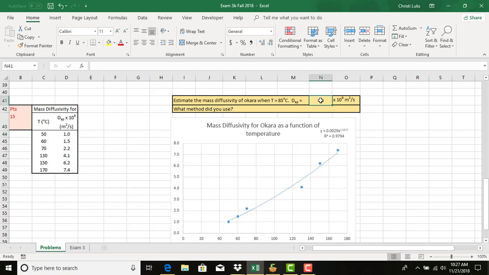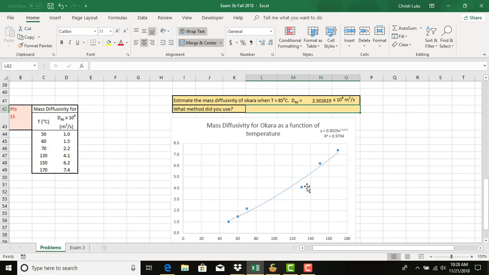If you just use this as is, y equals 0.0029 times 85 to the 1.5717 power. I think I misread that. 217. Okay, you get about 2.5 times 10 to the 9th. And if I look at the graph, 85 is right here, and yeah, that looks like it's about 2.5 is what this is showing. Okay.